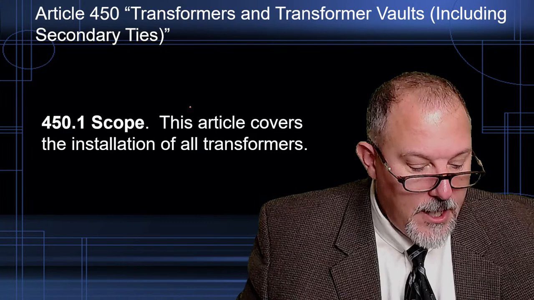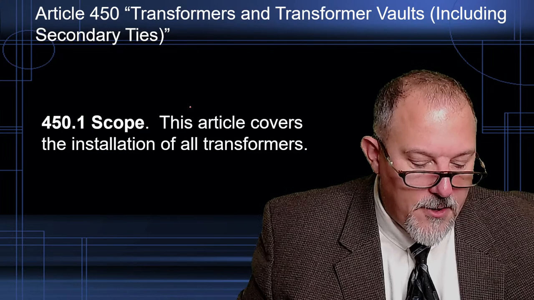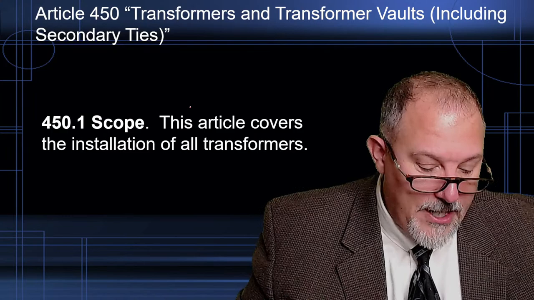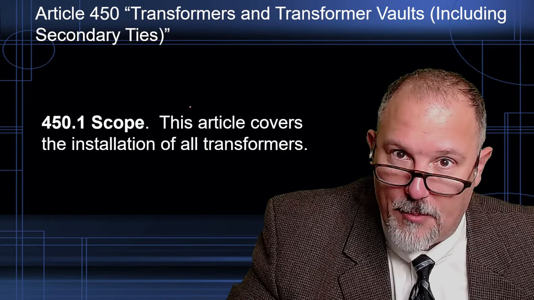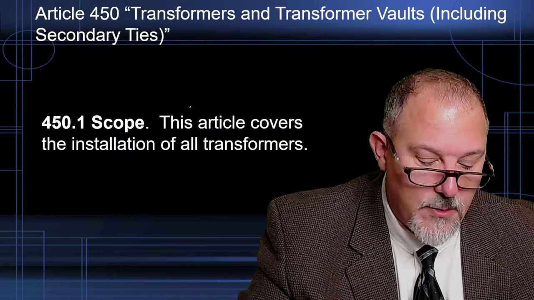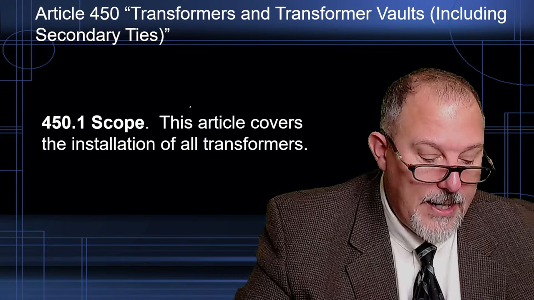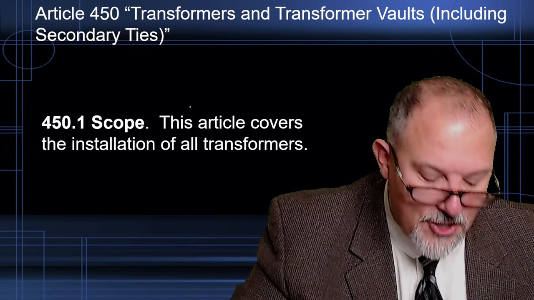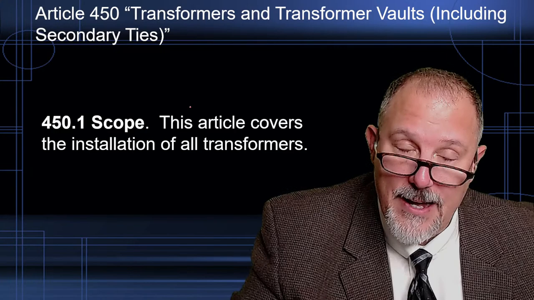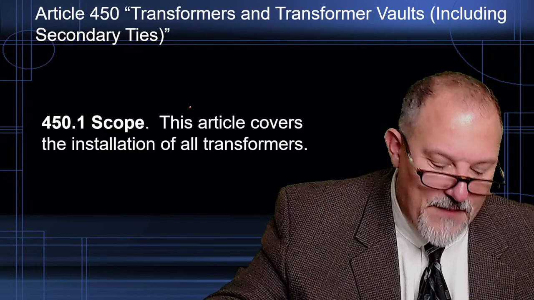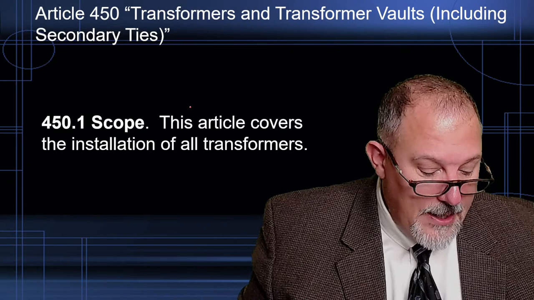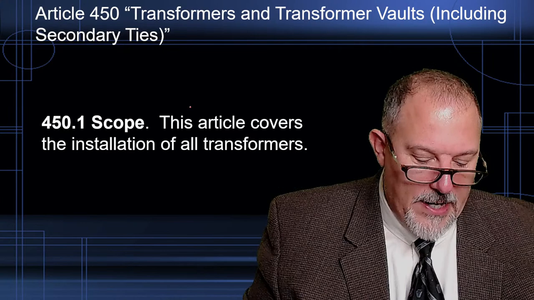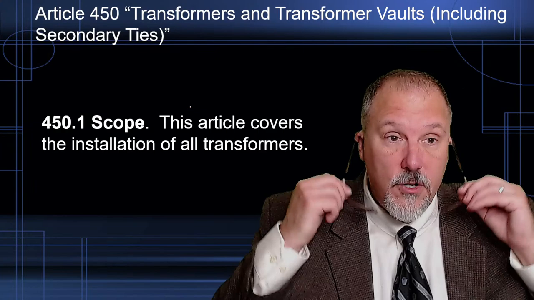Exception number 2, dry type transformers that constitute a component part of other apparatus and comply with the requirements for such apparatus. Exception number 3, transformers that are an integral part of an X-ray, high frequency or electrostatic coating apparatus. Those are going to be covered by the standards. Exception number 4, transformers used with Class 2 and Class 3 circuits that comply with Article 725. Exception number 5, transformers for sign and outline lighting that comply with Article 600. Exception number 6, transformers for electric discharge lighting that comply with Article 410. And exception number 7, transformers used for power limited fire alarm circuits that comply with Part 3 of Article 760. And the last exception is transformers used for research, development, or testing where effective arrangements are provided to safeguard persons from contacting energized parts. So 450 is your article with exceptions.